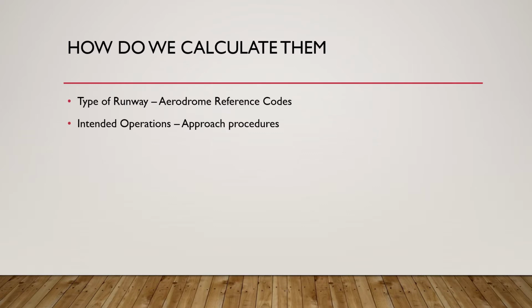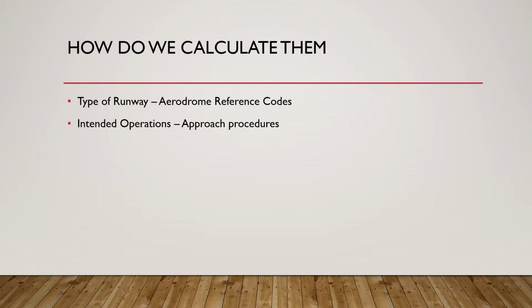This is basically referred to as the aerodrome reference code in international standards. Now the aerodrome reference code is basically an alphanumeric representation of the aerodrome capacity with which it can operate, or the capability of the aerodrome. The second is the intended type of operations. This is basically an identification of the type of approach procedures to be followed. It may be visual, it may be non-precision based, or it may be precision based approach systems.